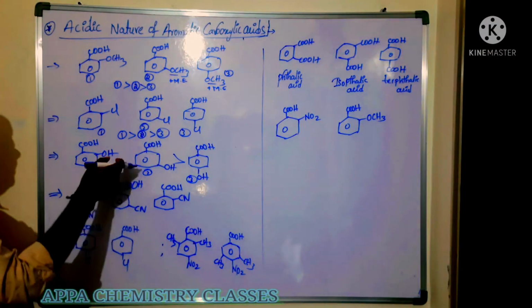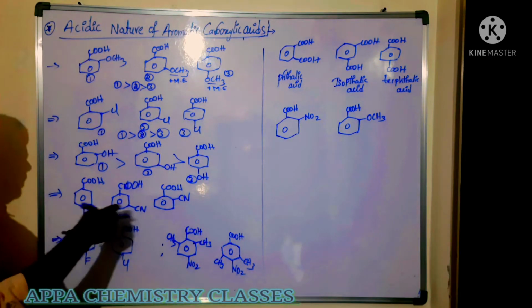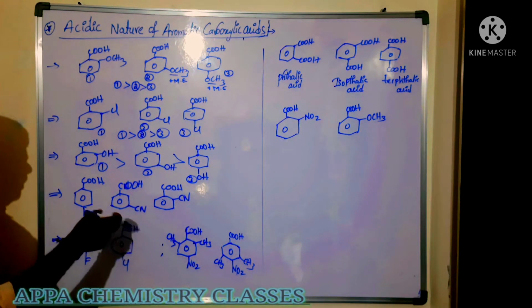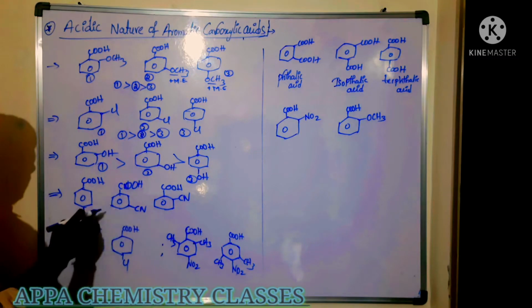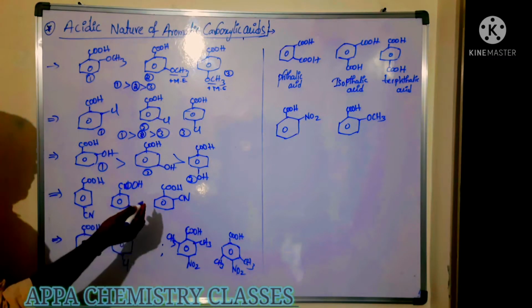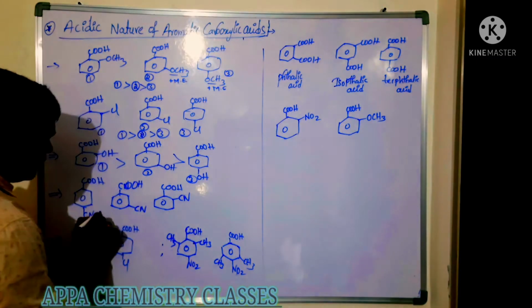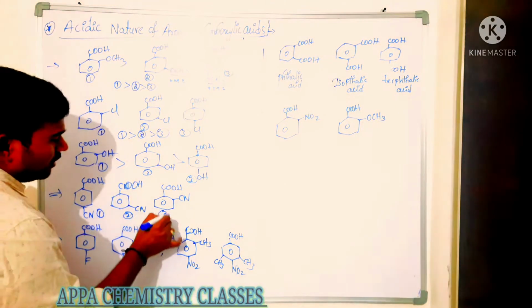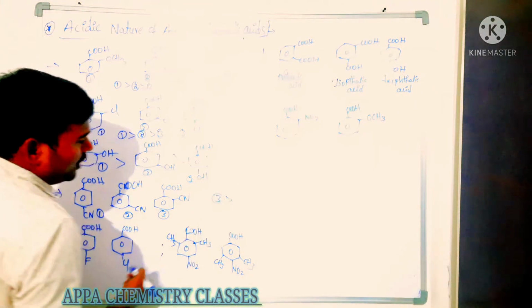And after that, these all are electron releasing groups. Now we are going to see the electron withdrawing groups. You can take more examples. Now here, which is the electron withdrawing group? It is the ortho substituted one. 1, 2, 3. So the ortho substituted one is more acidic.